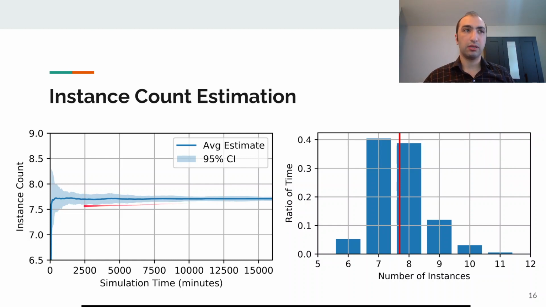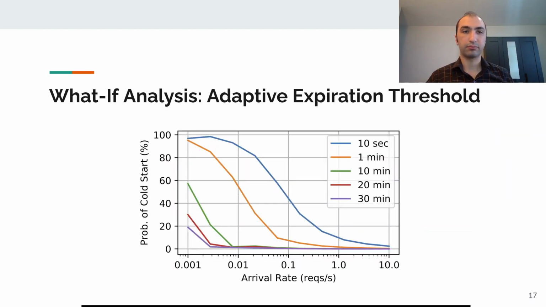And you can also generate simulations like this, which give you your estimate for the average instance count, and by generating tons of traces, we can see the 95% confidence interval for these estimations. It can help you understand how confident you are in your simulation results.